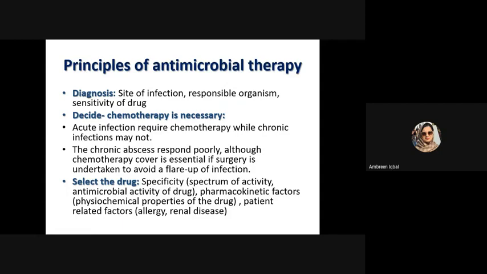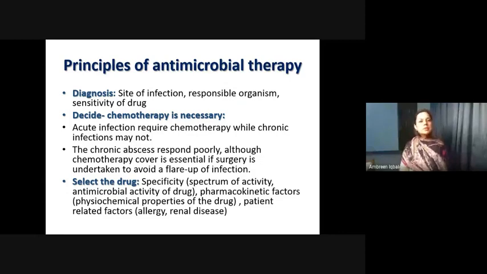Then always decide whether chemotherapy is necessary in the case. There are two cases: acute infection and chronic infection. In acute infection, chemotherapy is usually useful because that is the point when the infection is actually reproducing and multiplying. While in chronic infection it is less effective, because the bacteria have multiplied and reproduced so many copies that they have invaded almost all sites in your body, and so chronic abscesses respond poorly to antimicrobial therapy. Although chemotherapy cover is essential if surgery is undertaken, to avoid a flare-up of infection, it serves less of a response.